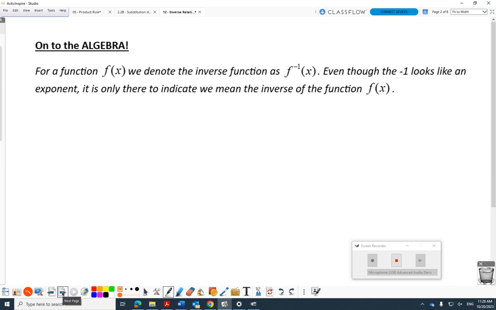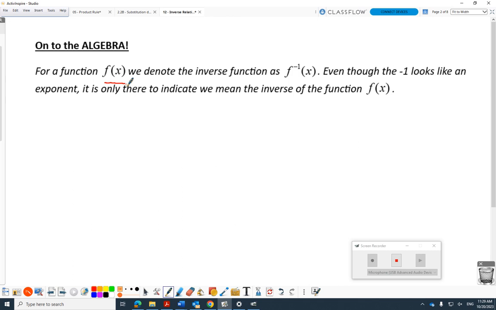On to the algebra. To write for a function f at x, this is new to us this year, writing f at x. Maybe a little bit in grade 10. If we want to write the inverse function, we use this symbol, f with a little -1 up there. It's not an exponent, although it looks like an exponent. It's sort of an unfortunate math symbol because it doesn't exactly mean what you think it might mean. You go, oh, is that an exponent of -1? Is it 1 over? No, it's none of those things.